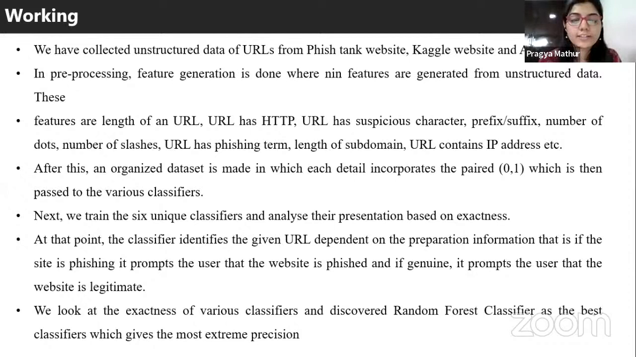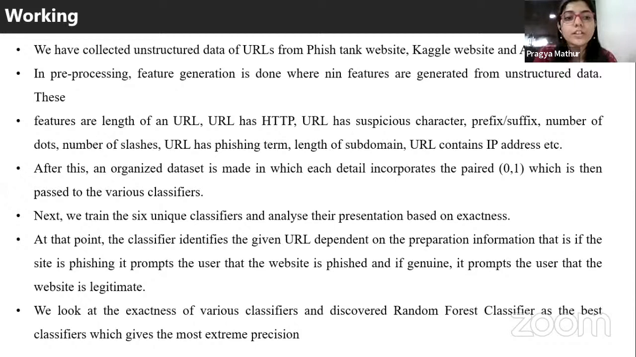Next, we'll train 6 unique classifiers and analyze their performance based on accuracy. At that point, the classifiers identify the given URL based on the training data. That is, if the website is phishing, it prompts the user that the website is phished, and if genuine, it prompts the user that the website is legitimate.